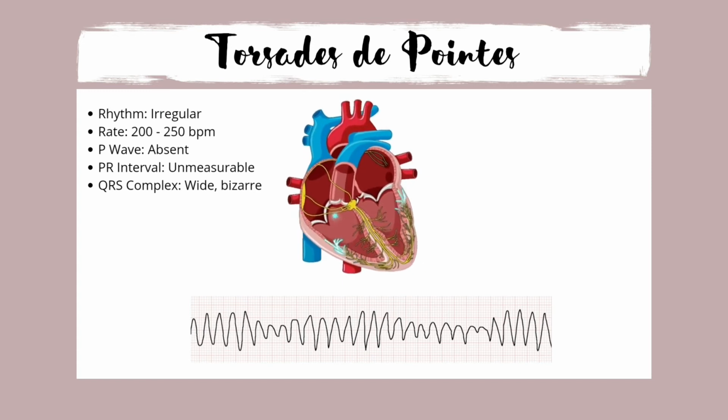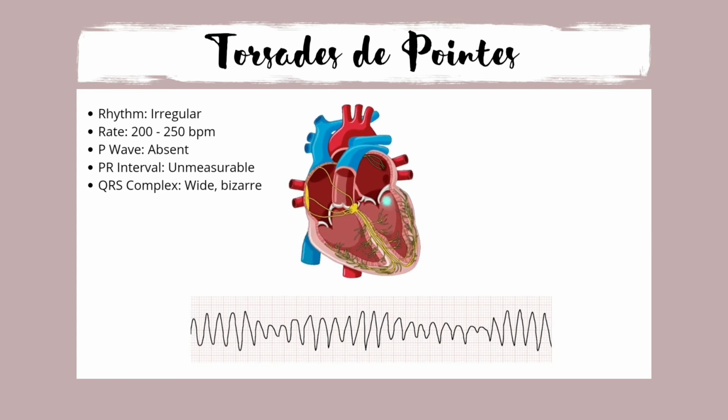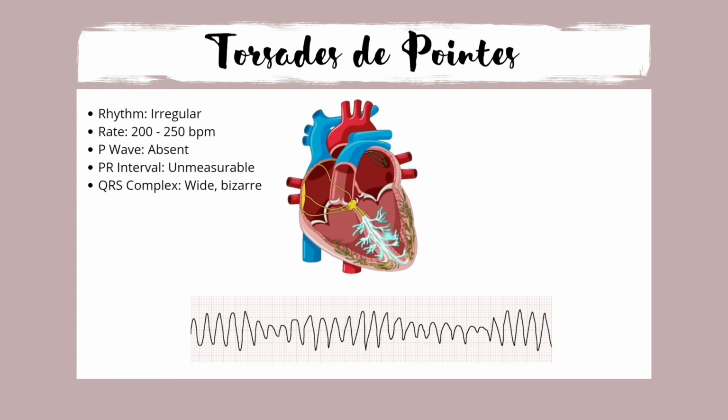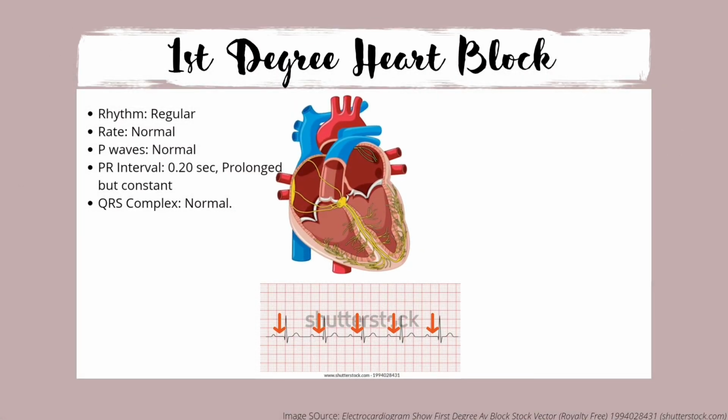Characteristics. Rhythm, irregular. Rate, 200 to 250 BPM. P wave, absent. PR interval, unmeasurable. QRS complex, wide, bizarre.